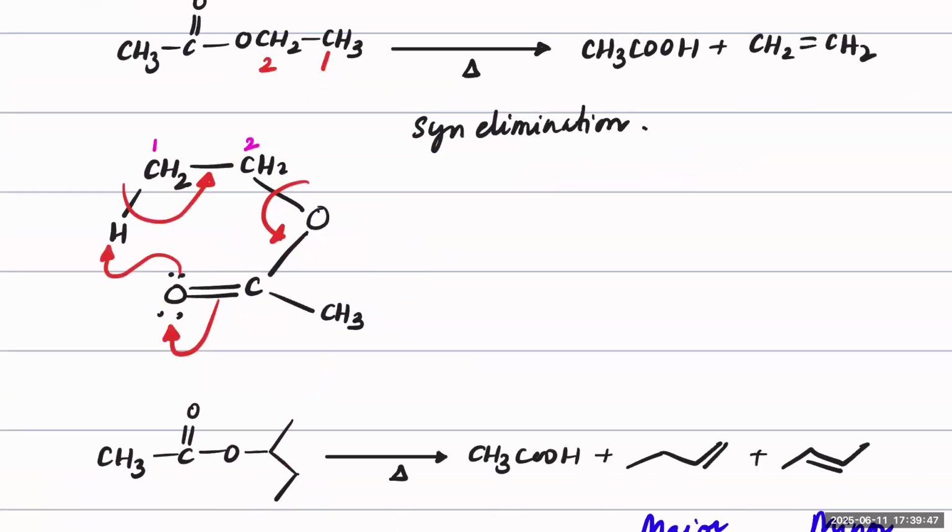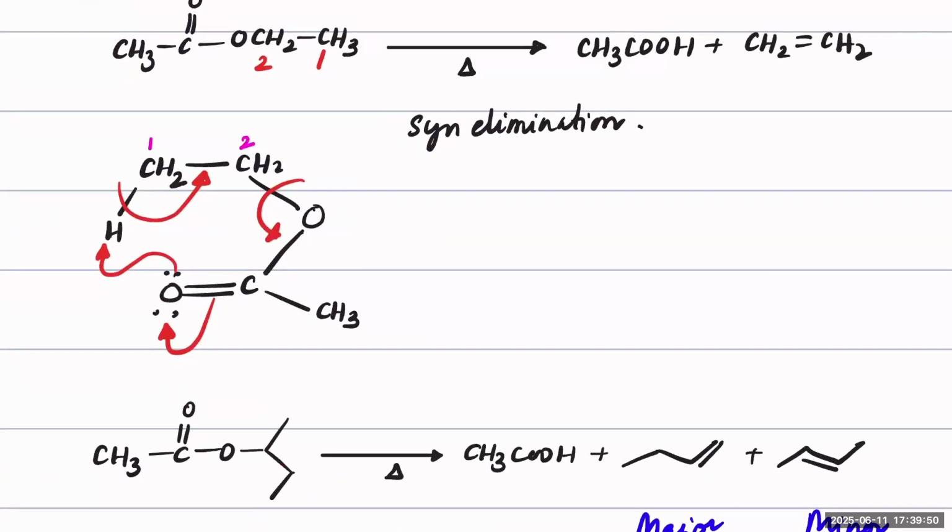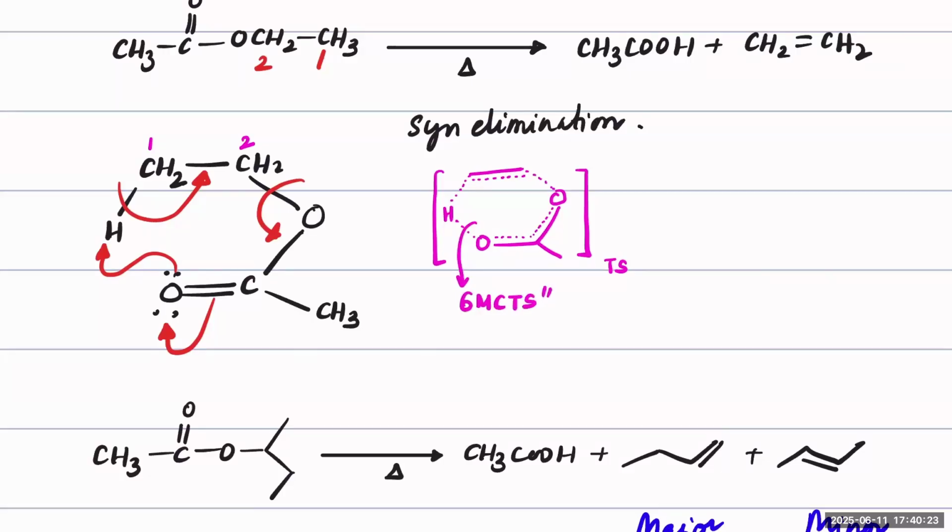Now what you would notice here is there is a six-membered cyclic transition state forming. There is a hydrogen here, there is an oxygen here, and there is a double bond breaking up here, and there is an oxygen here which is breaking up, and then there is a double bond which is making up here, correct? This is how the molecule is. So this is that transition state happening, correct? This transition state is a six-membered cyclic transition state. So it will go through a 6 MCTS, okay?